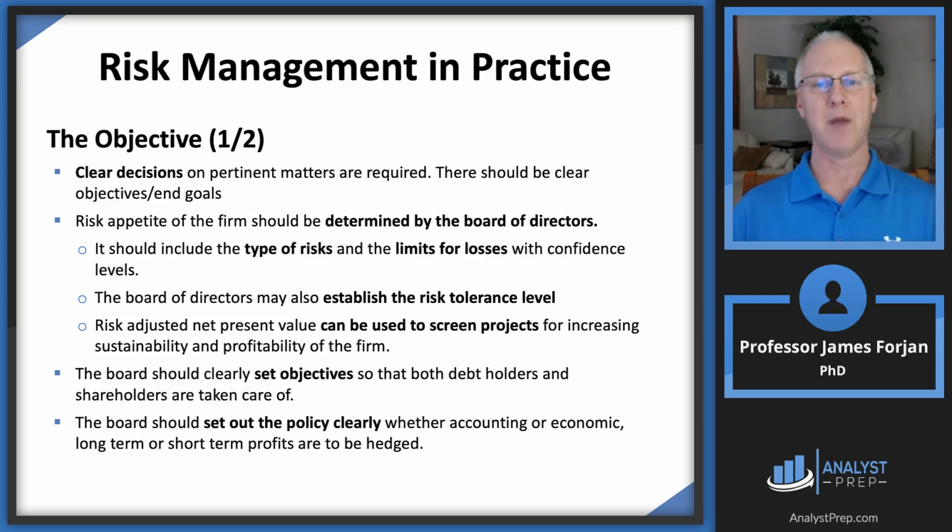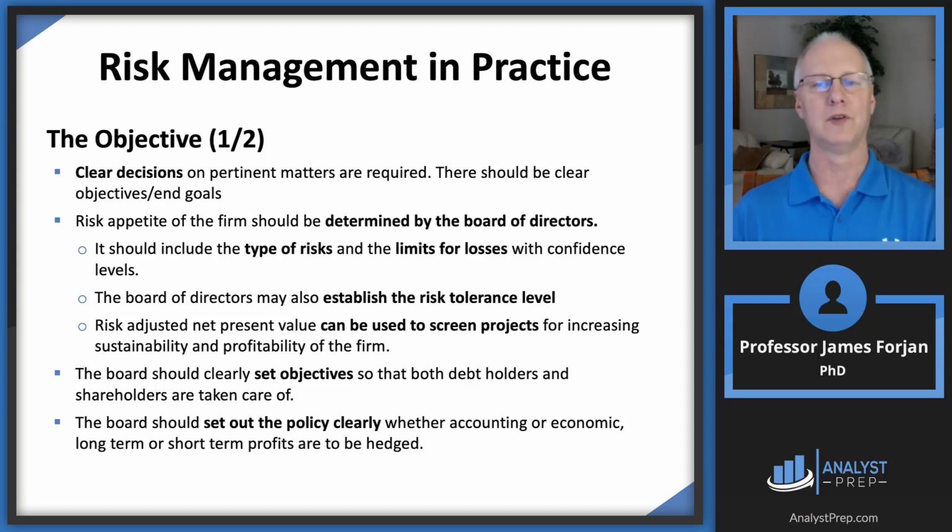And so the risk appetite is going to be determined by the board of directors. And remember that it's the board that was elected by the owners of the business. So the board acts in the best interest of the owners and the shareholders of the firm. So it's got to include the type of risk. So what did I say on that very first slide? Identify the risk. What did I just say? Political risks and operating risks and currency risk and maybe some other risks as well.